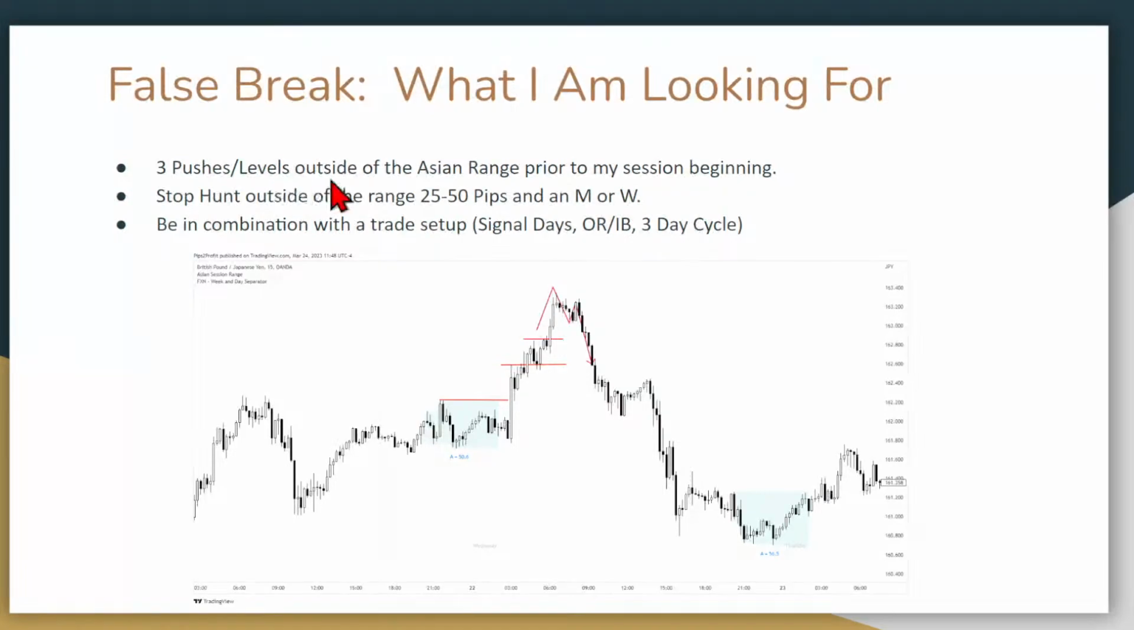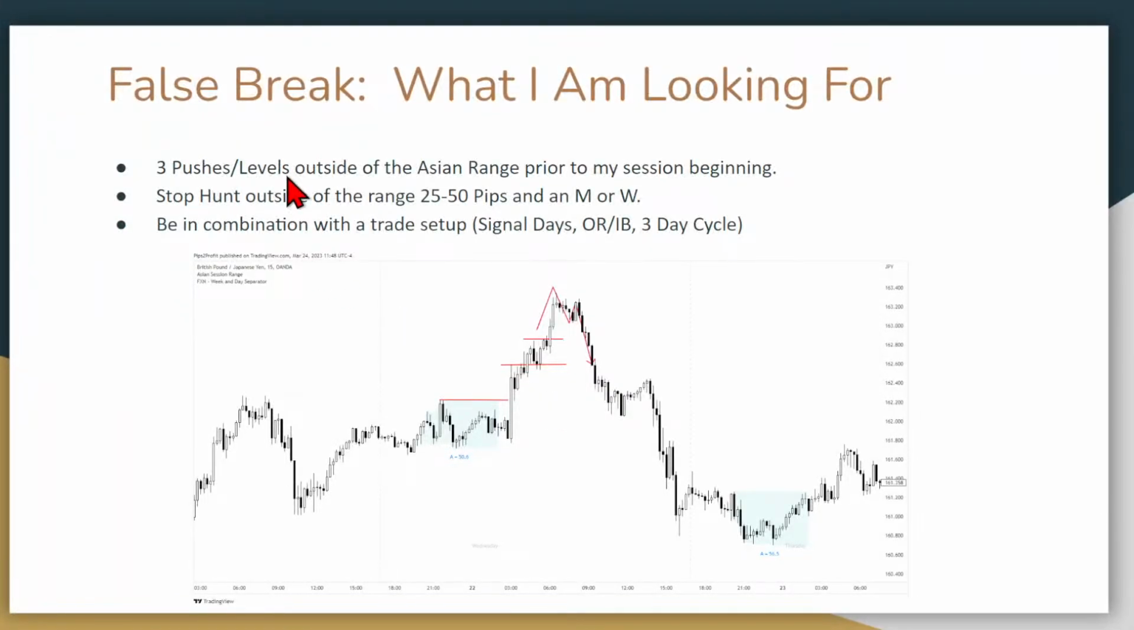But what am I looking for to identify this false break? 3 pushes or 3 levels outside of the Asian range prior to my session beginning. And please notice the times down here. I know I don't have them annotated necessarily on the chart, but you can see 6, 9, so in between here's 8. So 8 o'clock is right in here, and we've already had 1 push, 2 pushes, the 3rd push out of the Asian range. Coming into New York, maybe this is a reversal opportunity.